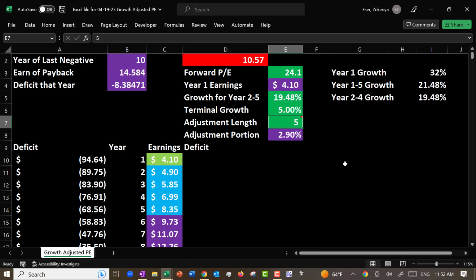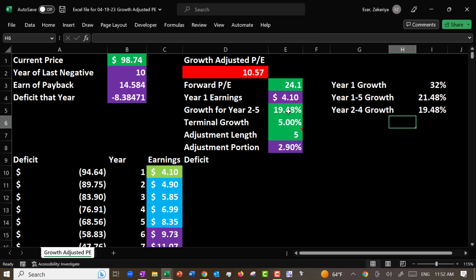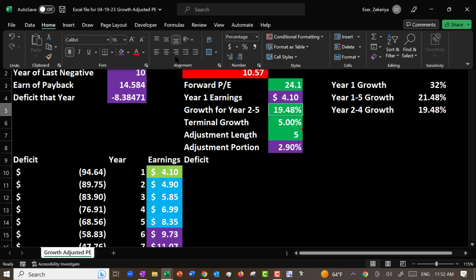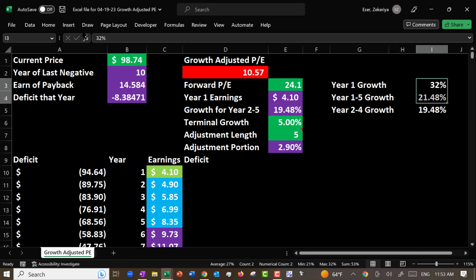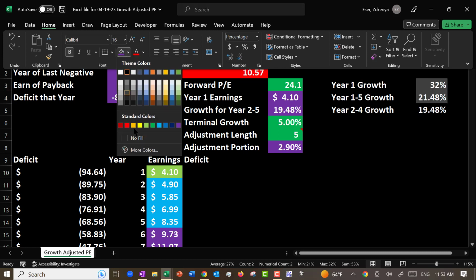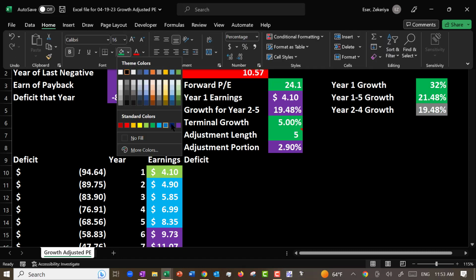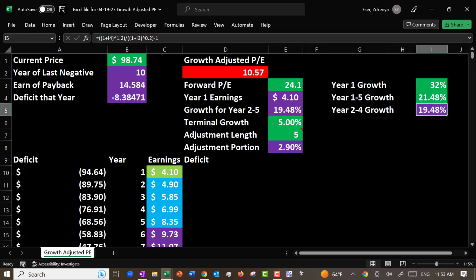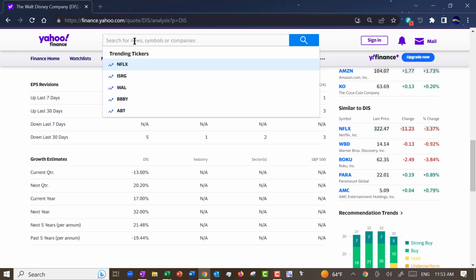Okay. And going back to, let me see. Now that number is also not an input, but these two are. So for Disney, 10.57. For Netflix, going back to Netflix, 322.50.